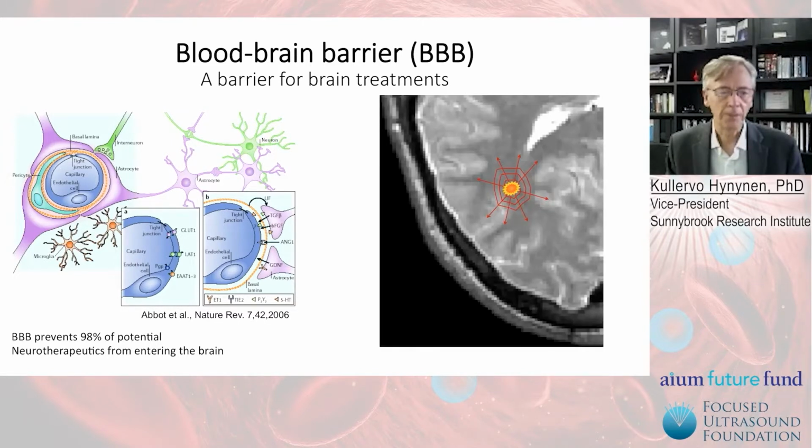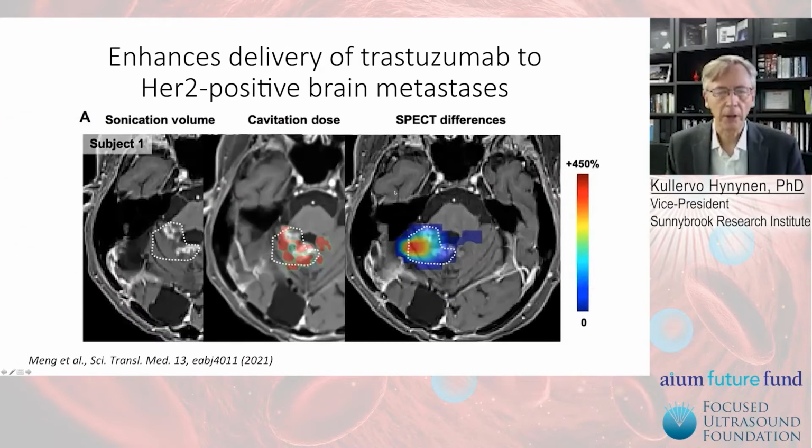And the idea for many years has been to maybe use ultrasound to modulate that barrier. So this is now in clinical testing. This is one of our patients at Sunnybrook, where there is the tumor target. This is breast metastatic disease with a HER2 positive tumor. And here is the cavitation dose that we use to modulate the blood-brain barrier with ultrasound and microbubbles. And this is the enhancement of radio-labeled Herceptin inside the tumor.